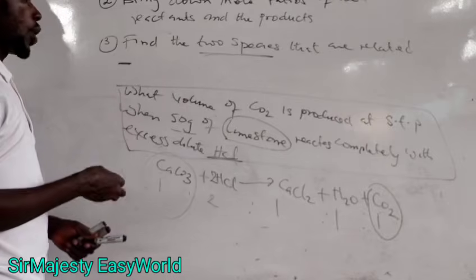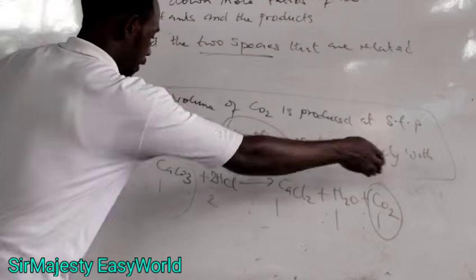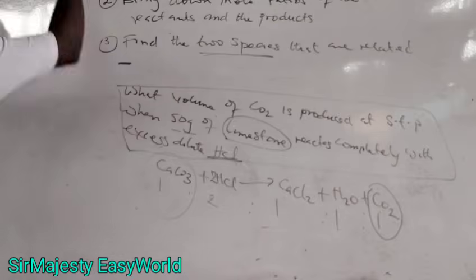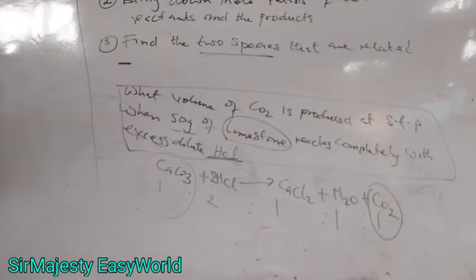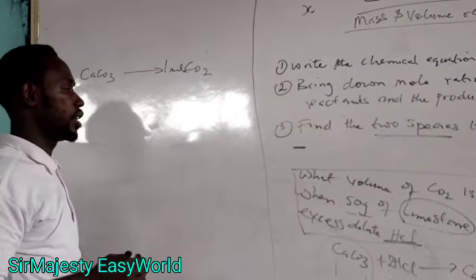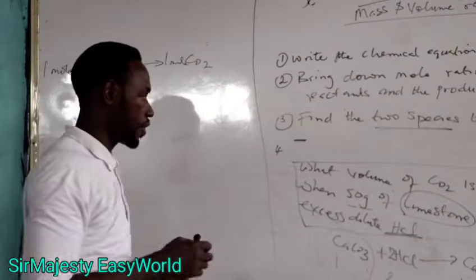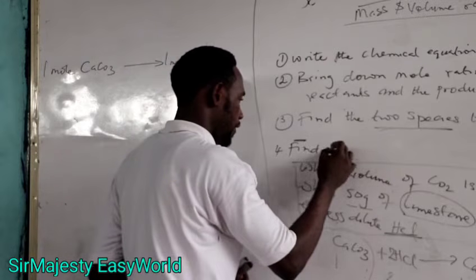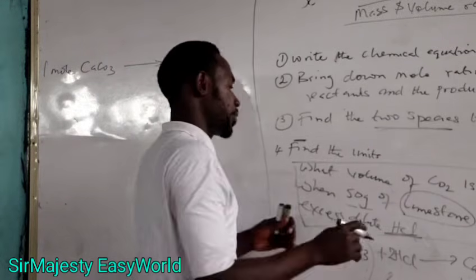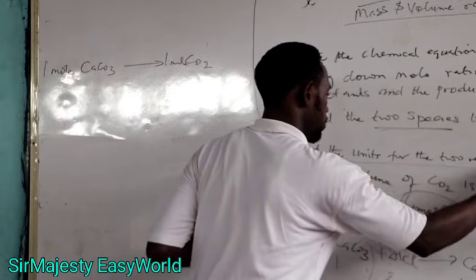Then what next will you do? Bring out their mole ratio. As we have circled it so that I don't make mistakes, out of these things we have written, we are only going to work with calcium carbonate and CO2. With respect to their moles, we have 1 mole here, and we also have 1 mole here. Then the 4th step is find the units. Find the units for the 2 related species.